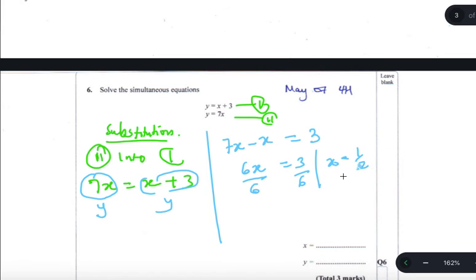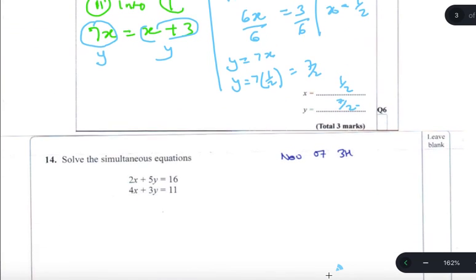So now we know that x is 1 over 2, we can get y, because it told us y is 7x, so y will be 7 into 1 over 2, which is 7 over 2. So x is 1 over 2 and y is 7 over 2. Yeah, and that's how substitution method works. Alright, so let's check out another one.